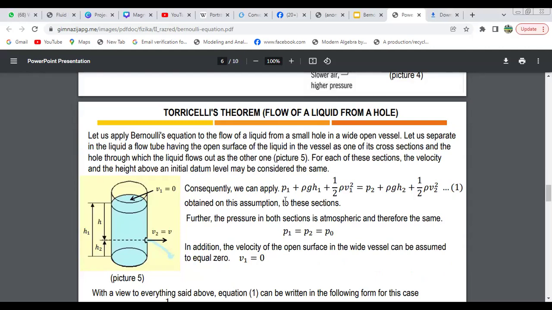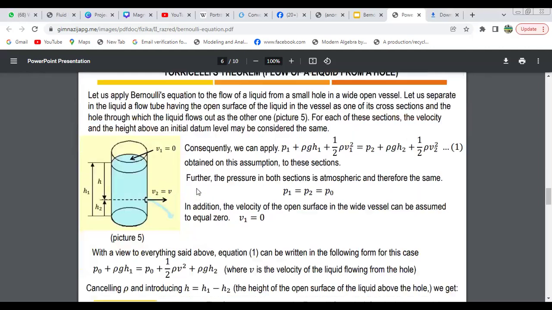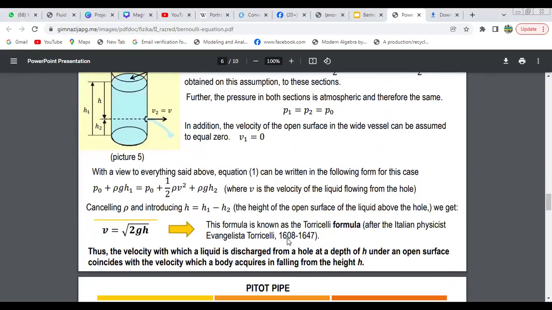So consequently, you can apply this Bernoulli's equation, obtained on the assumption that the pressure in both sections is atmospheric, therefore the same: P1, P2 equals P naught. In addition, the velocity of the open surface of the water vessel is assumed equal to 0. So in that case, with a view to everything said, equation 1 can be written in the following way.